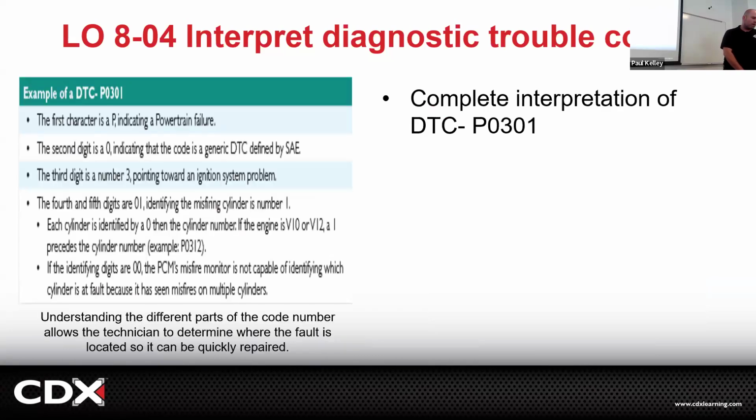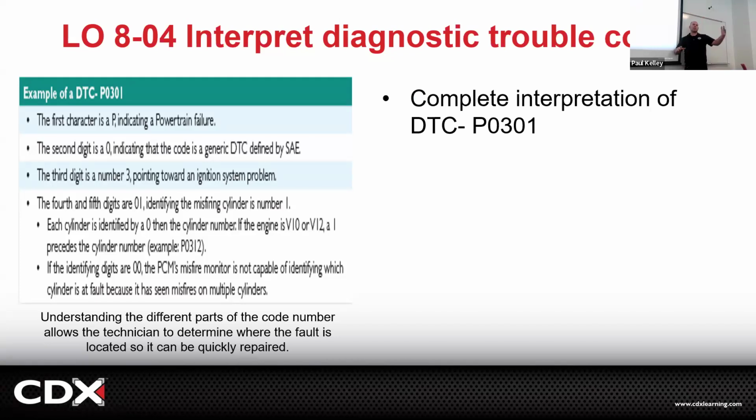Okay, then if we get into how you interpret it, it's a P, right? So what system is that? Yeah, powertrain, engine, good. The second digit is a 0. If it's a 0, that means it's generic, by SAE, Society of Automotive Engineers. If this one was a 1, that would mean it's manufacturer specific.